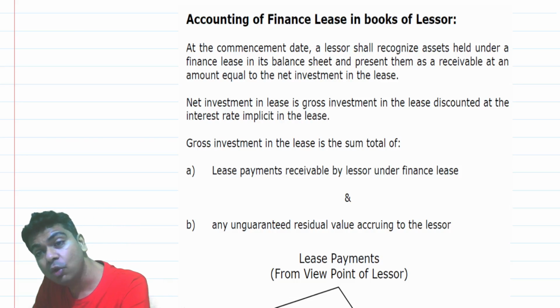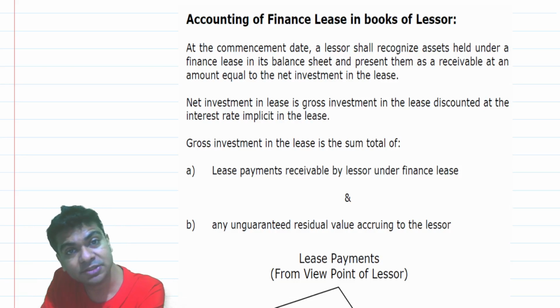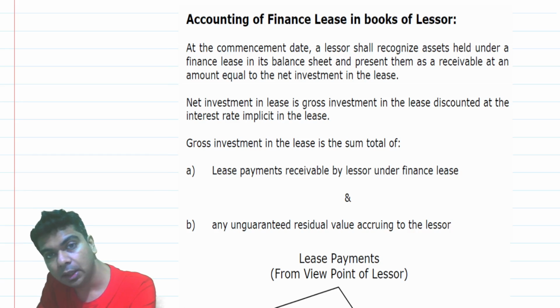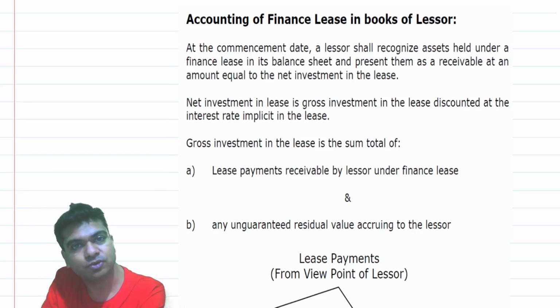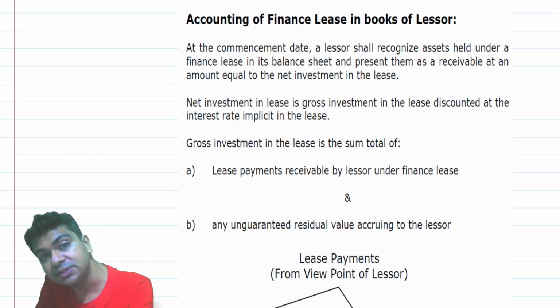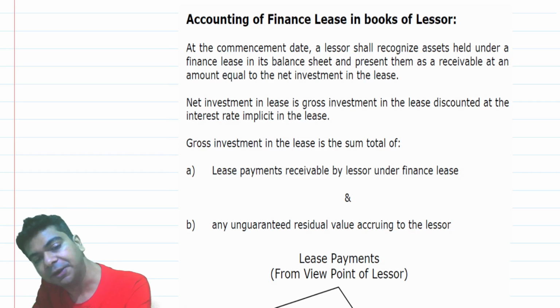So now that we know what is a finance lease, it is time to see the detailed accounting of finance lease in the books of the lessor. What is the guidance given in Ind AS 116 for the accounting of a finance lease? Let's go through that.